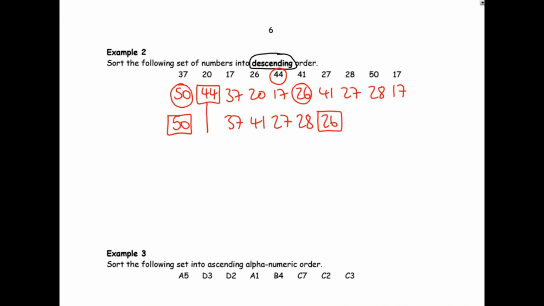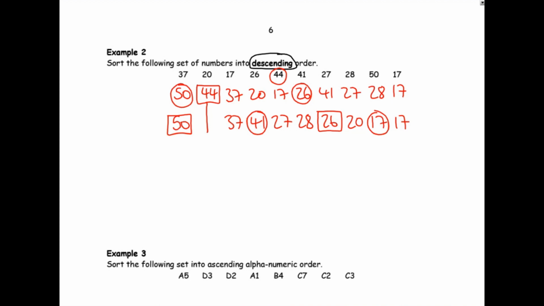I work my way back along the list, and then anything smaller than 26 goes on the right. So 20 is smaller, 17 is smaller, 41, 27, 28 aren't, and then that final 17 goes in. Again, I've got 2 sublists. So this list of 4, I need to choose the middle left to be my pivot. On the right here, I've got a list of 3, so I choose 17 to be the pivot.